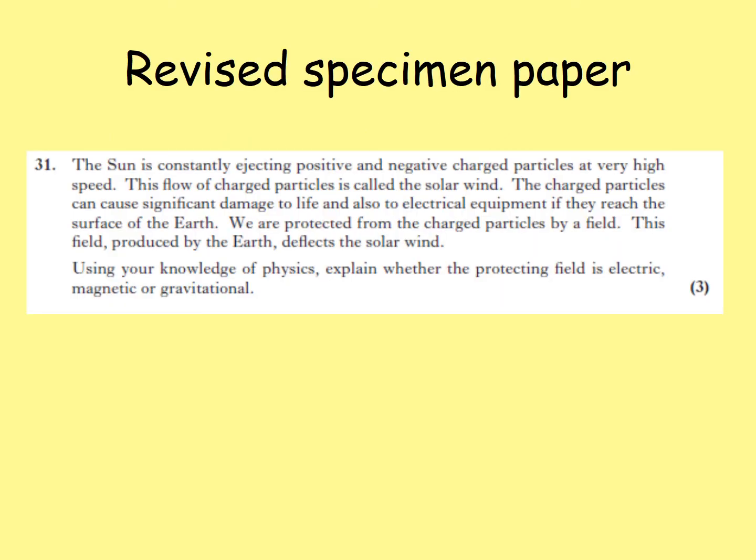Okay, so here's an open-ended question. So this would be 3 marks, 2 of which are A-type. The sun is constantly ejecting positive and negatively charged particles at very high speed. This flow of charged particles is called the solar wind. The charged particles can cause significant damage to life and also to electrical equipment if they reach the surface of the Earth. We are protected from the charged particles by a field. This field is produced by the Earth and deflects the solar wind. Use your knowledge of physics, explain whether the protecting field is electric, magnetic, or gravitational.